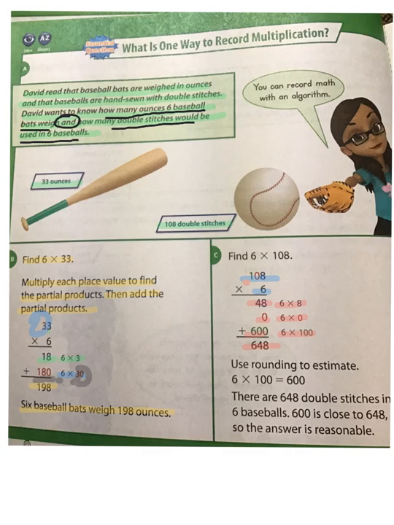To check if this answer is reasonable, we need to estimate. We're going to keep the 6 a 6, and we're going to round 108 to 100. 6 times 100 is 600. There are 648 double stitches in 6 baseballs, and since 600 is close to 648, the answer is reasonable.